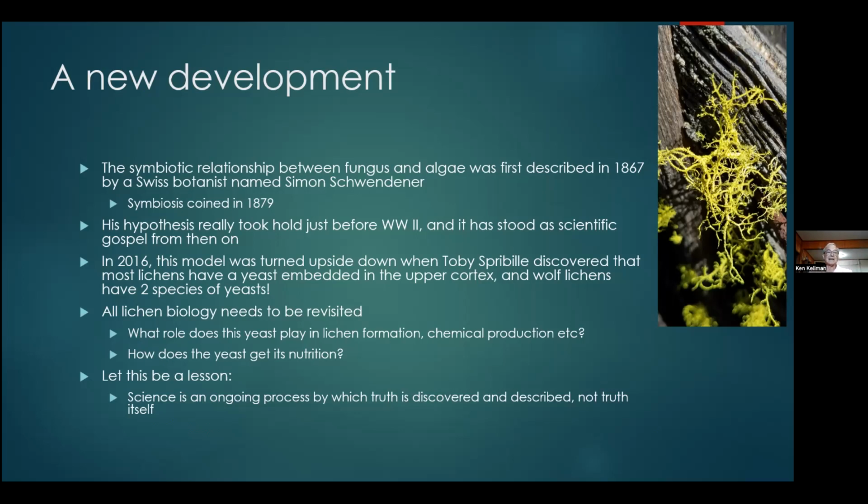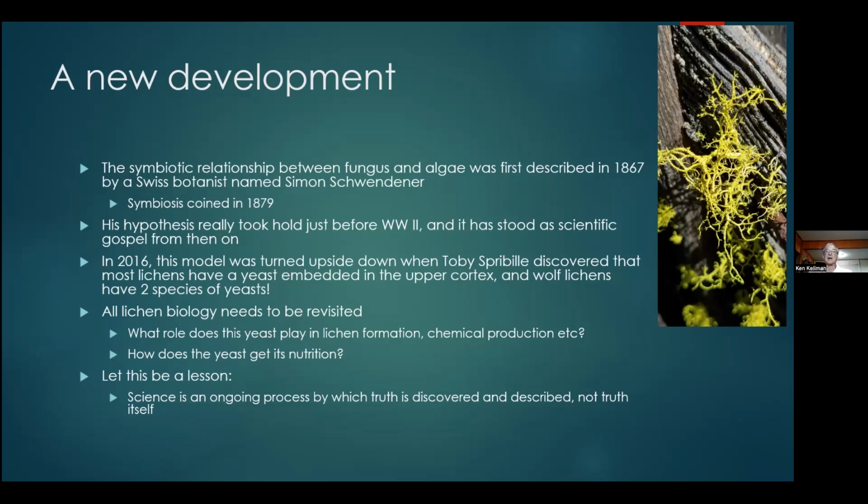But in 2016, a guy in Montana named Tony Scribbly discovered that most lichens also have a yeast embedded in the upper cortex. And subsequently, it's been shown that wolf lichens, which is the chartreuse green lichen that you'll see in the Sierra when you get up into the higher country on the trunks of the trees, have two species of yeast growing in the cortex.